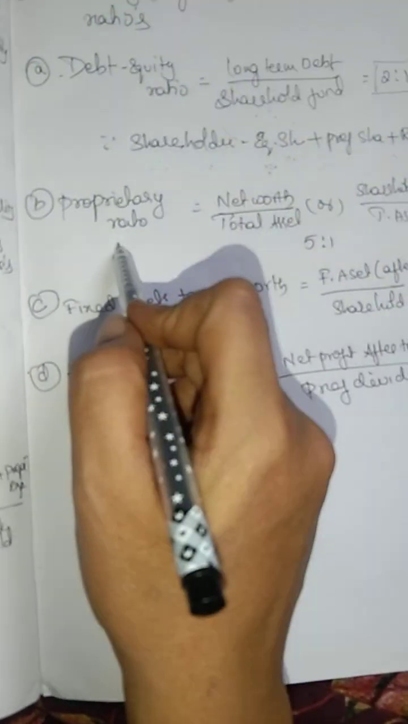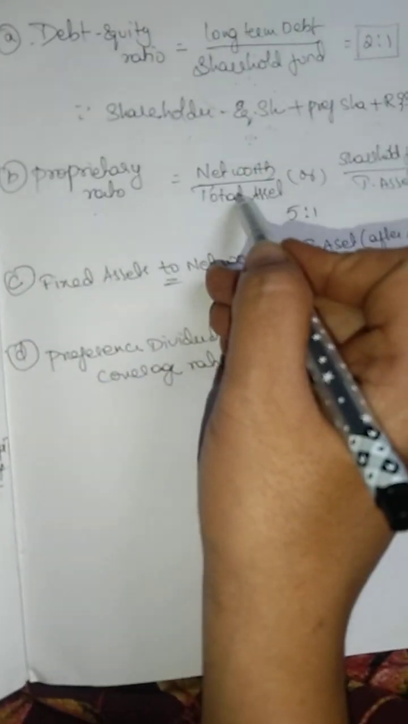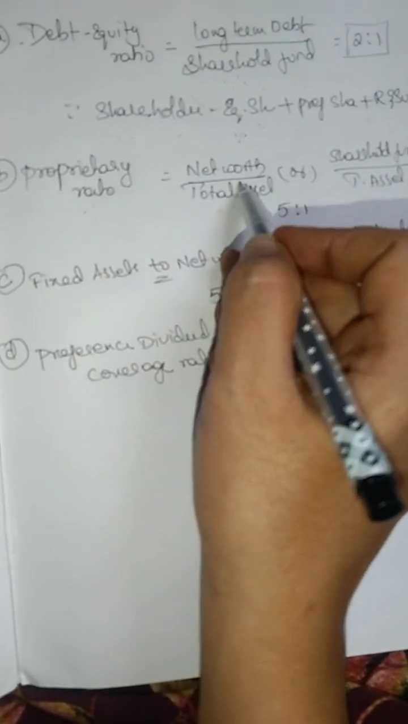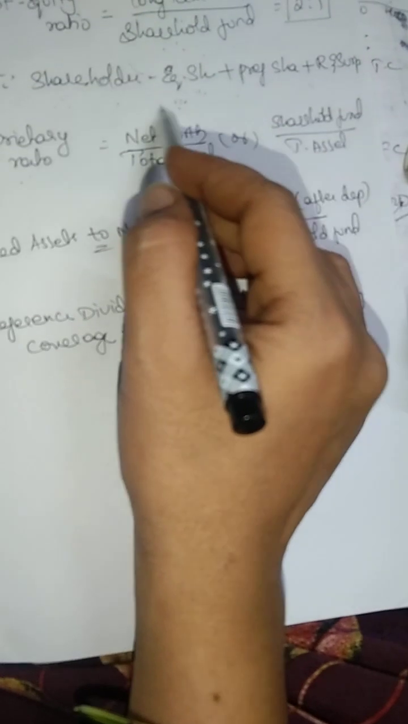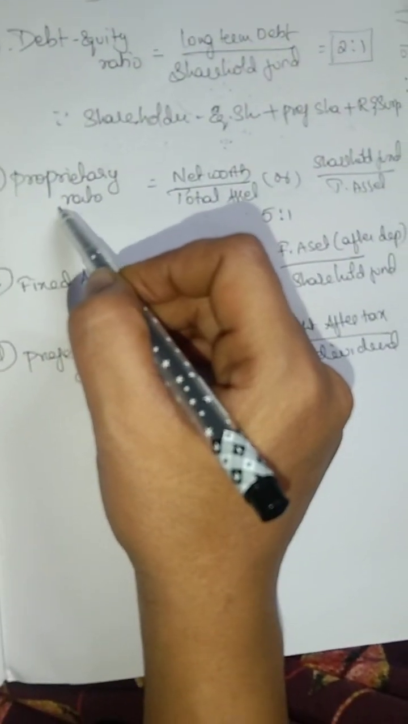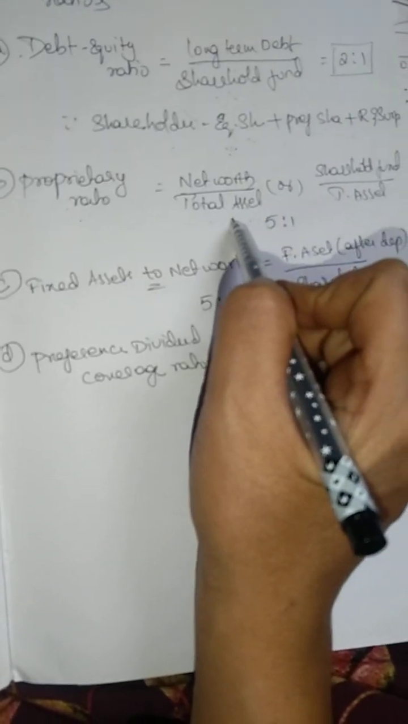And the next frequently asked question is the proprietary ratio. The proprietary ratio formula is net worth by total assets. Net worth is nothing but the same shareholders fund I mentioned above. So please remember, the proprietary ratio is also very frequently asked. Net worth by total assets.